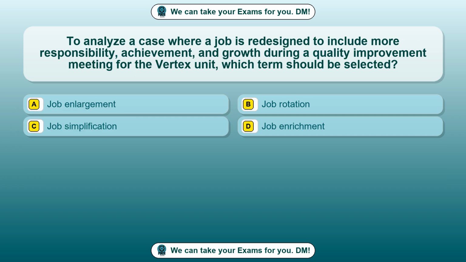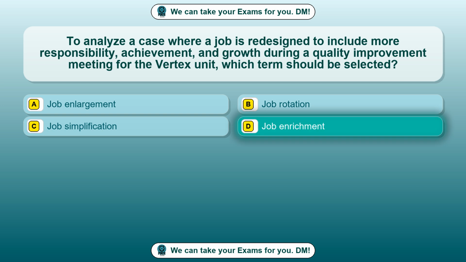Question 33. To analyze a case where a job is redesigned to include more responsibility, achievement, and growth during a quality improvement meeting for the Vertex unit, which term should be selected? Option A, job enlargement. Option B, job rotation. Option C, job simplification. Option D, job enrichment. The correct answer is option D, job enrichment.